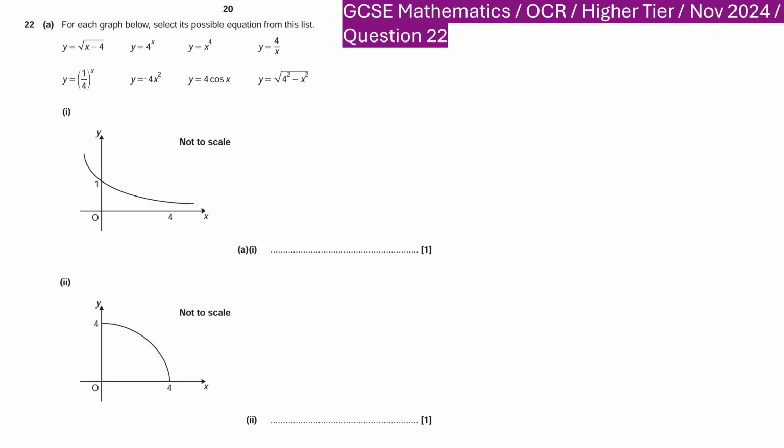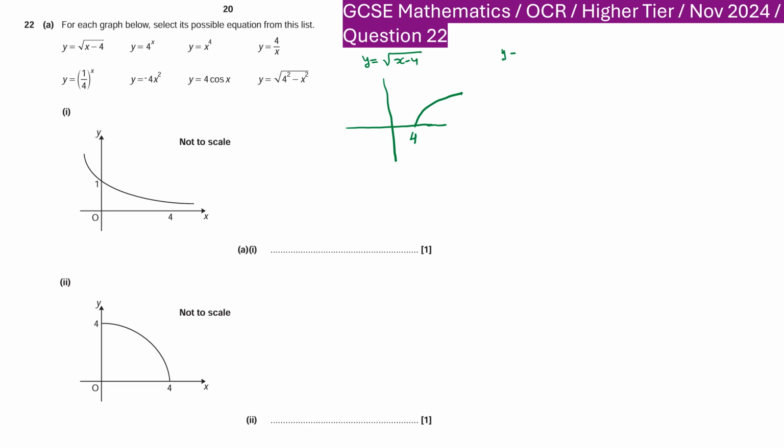see which one matches. So the first one, y equals square root of x minus 4, you can check with your graphing calculators, would be something like this. So if this is 4, then x is greater than or equal to 4. So this is a graph of y equals square root of x minus 4.